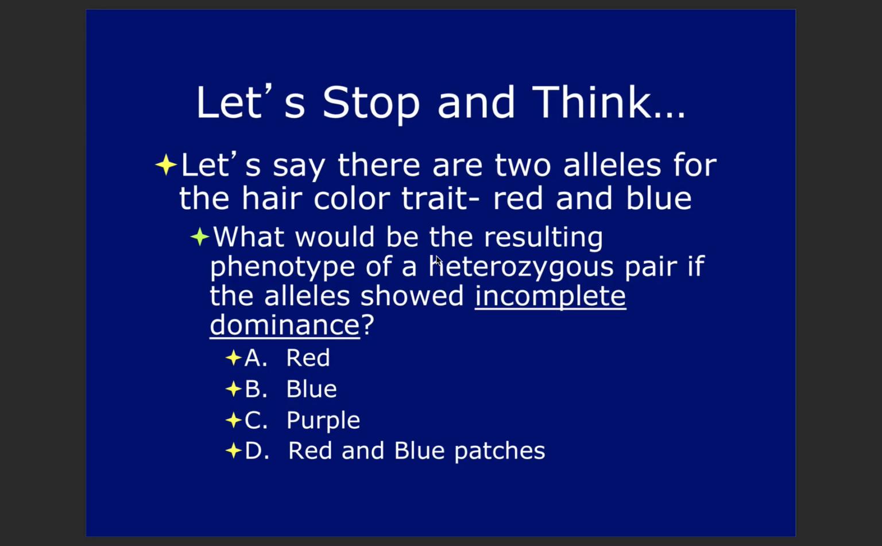So this is a good question. Let's stop and think. What would be the resulting phenotype of a heterozygous pair of alleles showing incomplete dominance? All right, now remember, incomplete dominance means that both alleles are not completely dominating. It's incomplete. So that would mean that the colors mix. So if the trait is red and blue hair color, those colors mixed together would be purple. So C would be the correct answer.